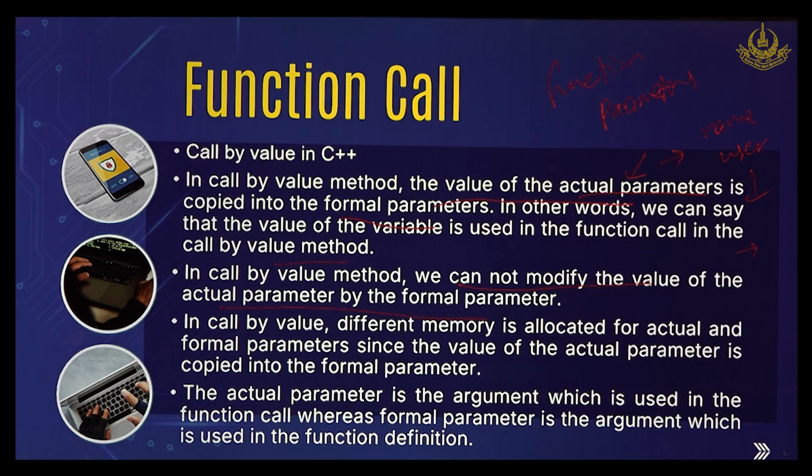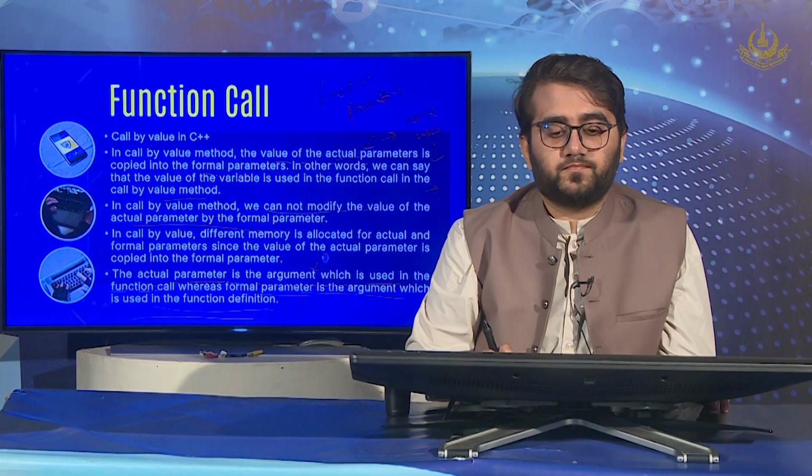The actual parameter would be the parameter which we have defined and which you are passing to the function, and the formal parameter would be the parameter which you have used in the function definition. So, these are two different things. You have to understand this difference between formal parameter and actual parameter. I am highlighting it for showing the difference.